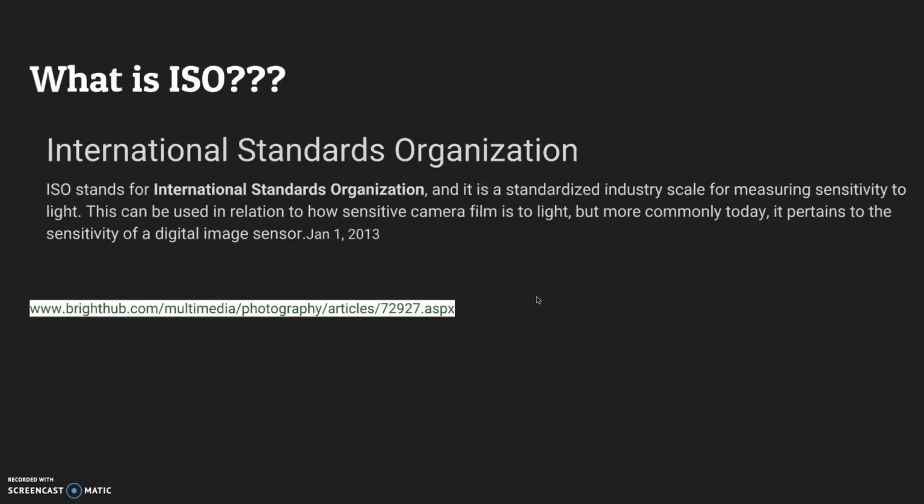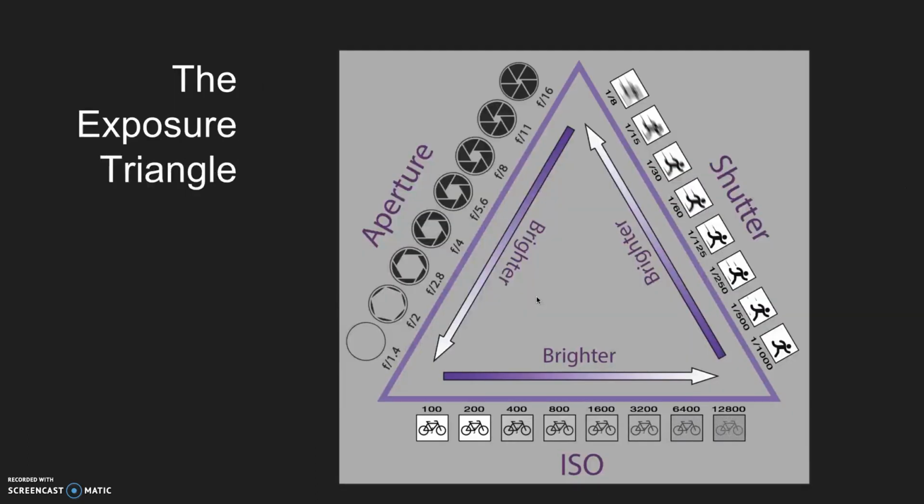So what is ISO? I feel like we should cover this, although you will never probably call ISO by the actual full name: International Standards Organization. It's essentially measuring the amount of sensitivity to light in your camera. If we come back here to our exposure triangle that we've seen quite a few times now, we learned all about shutter speed and aperture, and now we're going to talk about this last little bit here, the ISO.